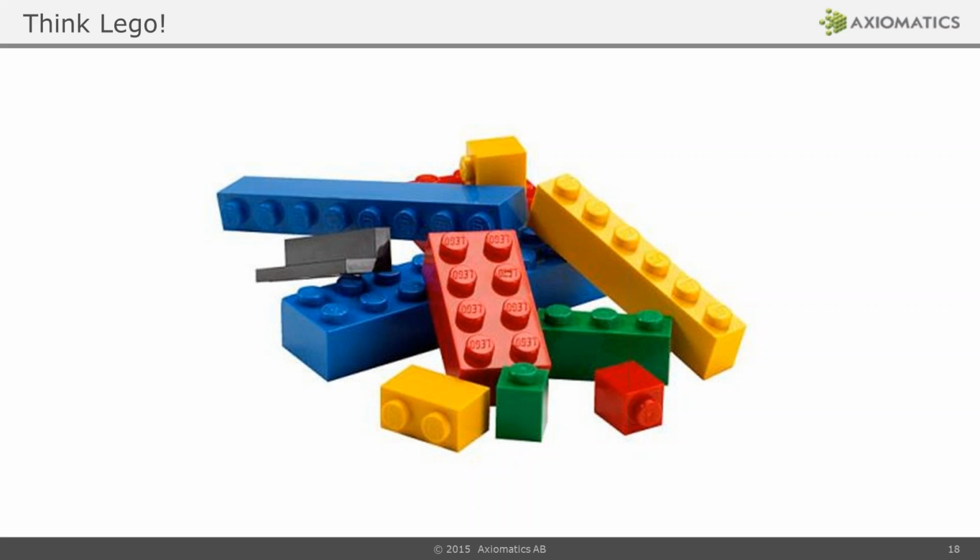Okay? So think about that. When you develop your applications, you want to start from small pieces of Lego, and then you want to assemble them together to deliver the functionality that you're interested in.